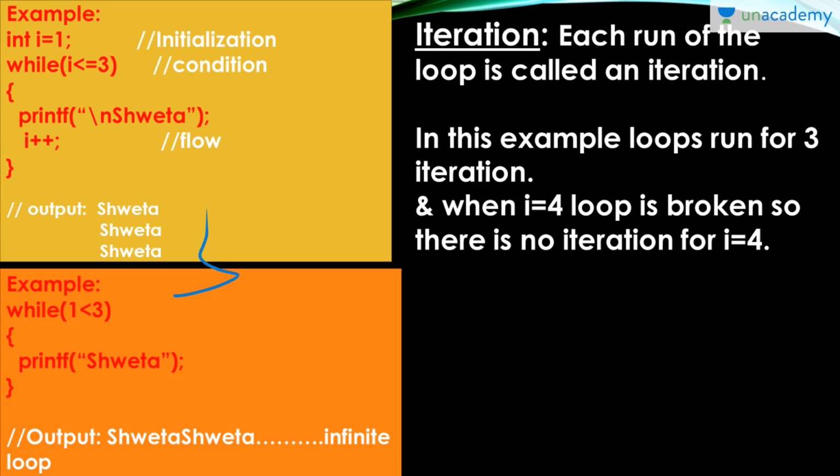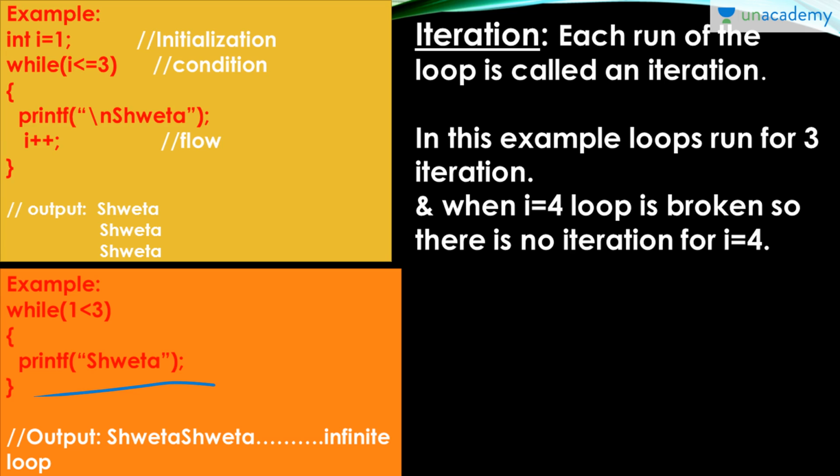Let's take another case. If we have taken the value 1, the condition is while 1 less than equal to 3, printf Shweta. We know that 1 will always be less than 3, so it will go on to an infinite loop. We'll get Shweta up to infinite times. In each case 1 less than 3 will be true, so it will print Shweta again and again. So it will be an infinite loop.